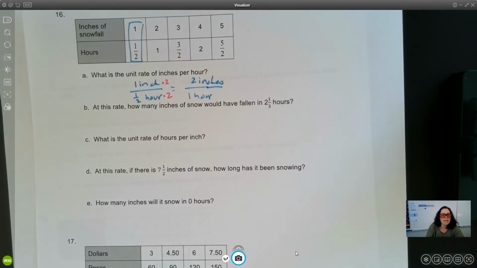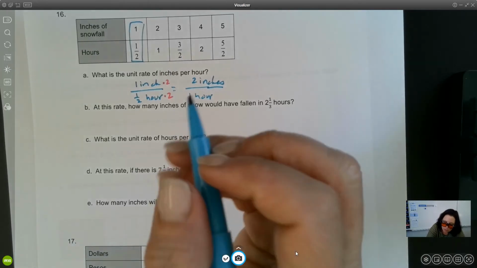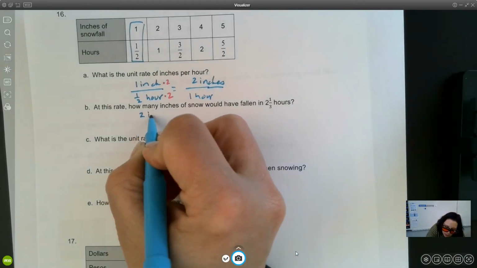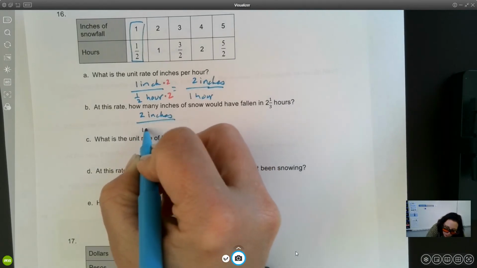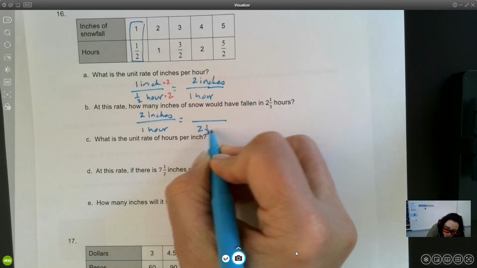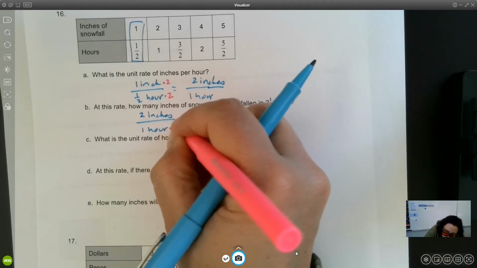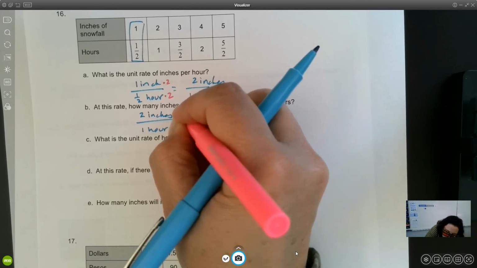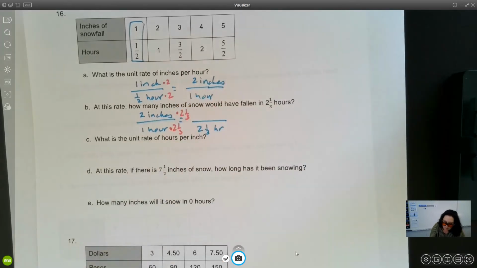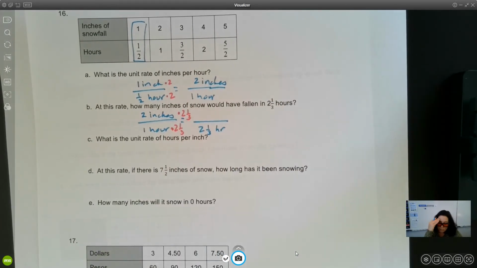Okay, at this rate, how many inches of snow would have fallen in 2 1/3 hours? All right, well, if we have 2 inches for 1 hour and we want to know 2 1/3 hours, aren't we going to multiply this by 2 1/3 and this by 2 1/3? 2 1/3 multiplied by 2.